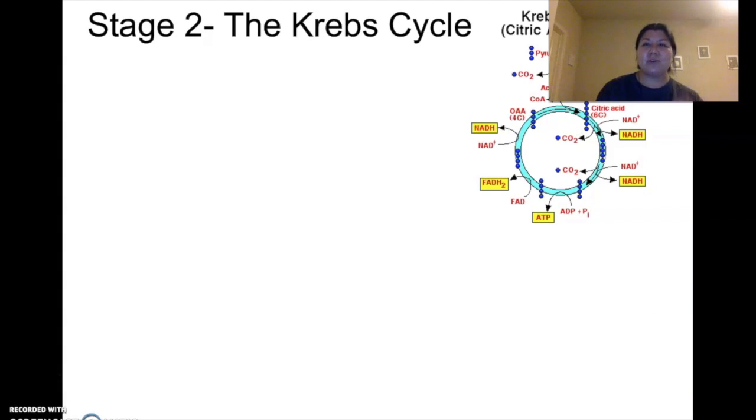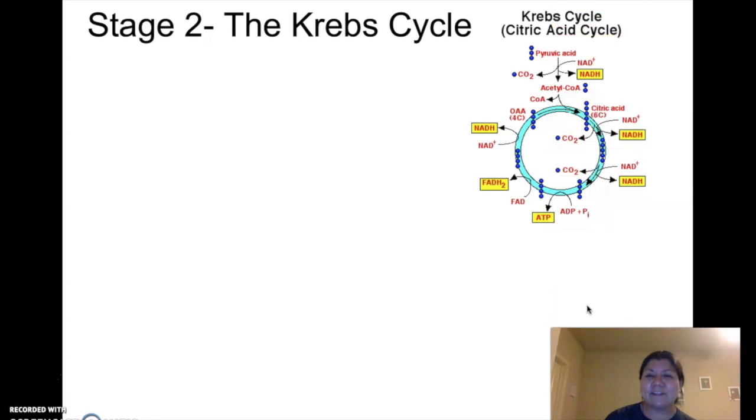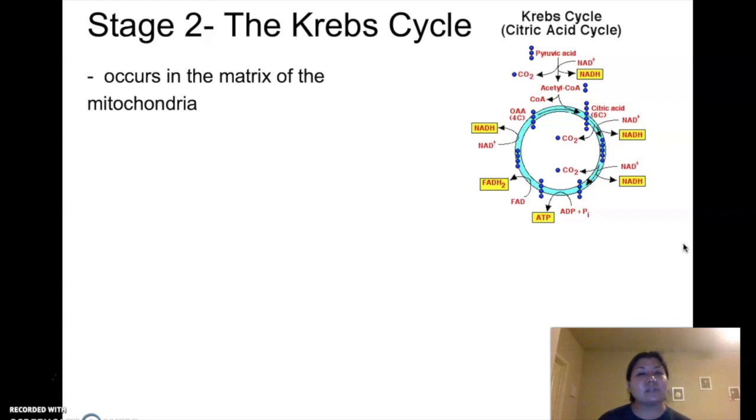So step 2, Krebs cycle. Okay, if you look at this, looks kind of like the Calvin cycle, just with different molecules. And again, you don't need to know all these different enzymes or these byproducts. You just need to know what the purpose of the Krebs cycle is. And sometimes it'll be called the citric acid cycle.